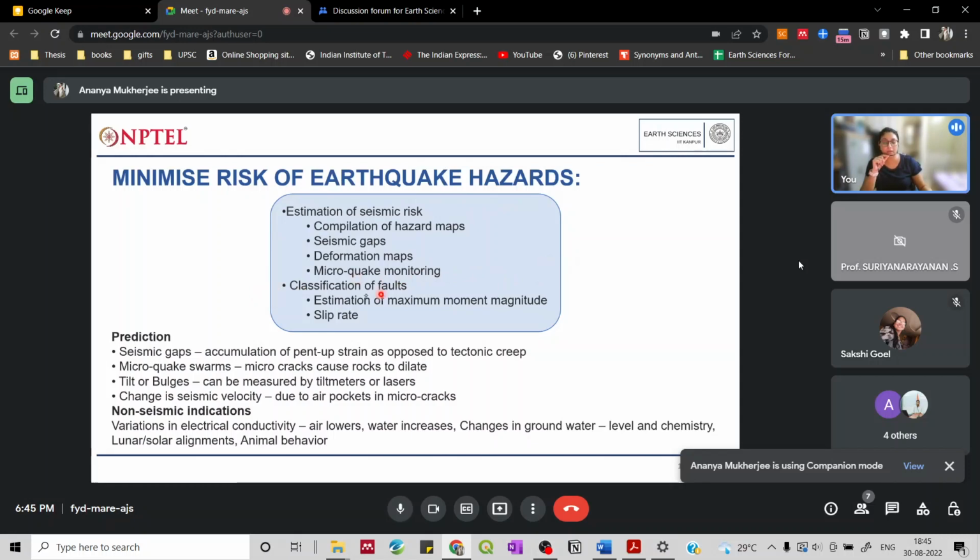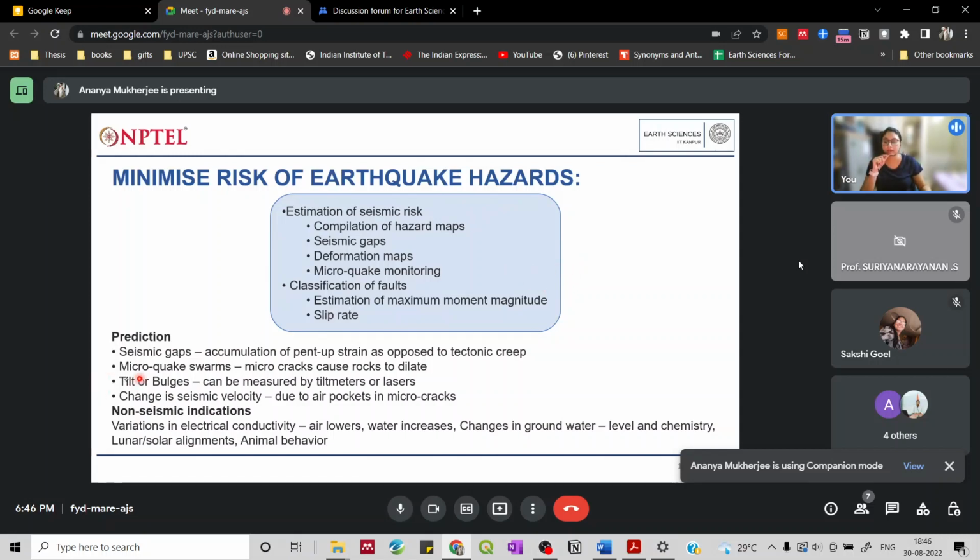Then we try to classify the faults, and maximum moment magnitude, we had talked about this in the last class, how moment magnitude is calculated. And the slip rate is the rate of change of slip along the fault planes that are associated with the concerned earthquake area. Using these, we then try to predict the seismic gap. Suppose we have three seismic gaps, we have information about it, so we try to understand after how long the next earthquake can happen.